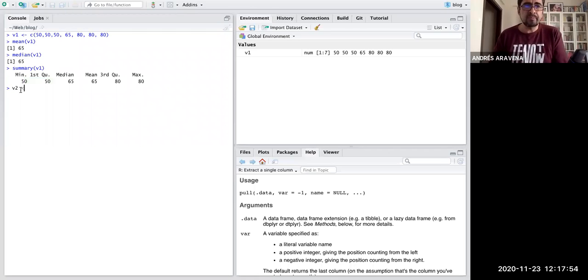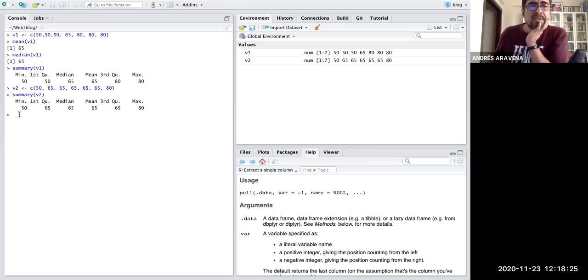V2, another vector that will be similar, and I will put 50, 65, 65, 65, another one. I want to have the same thing, 1, 2, 3, 4, 5, 6, and we need 7. And the last is 80. Let's get the summary of this new vector. The minimum is the same. The median is the same. The mean is the same. The maximum is the same.